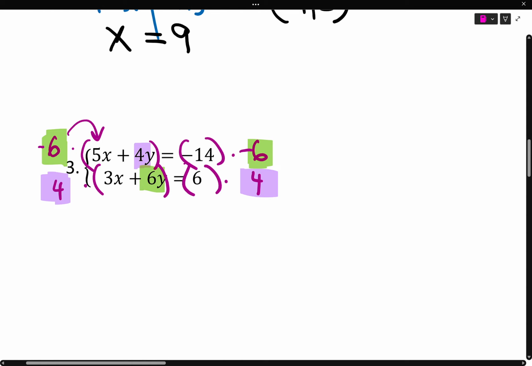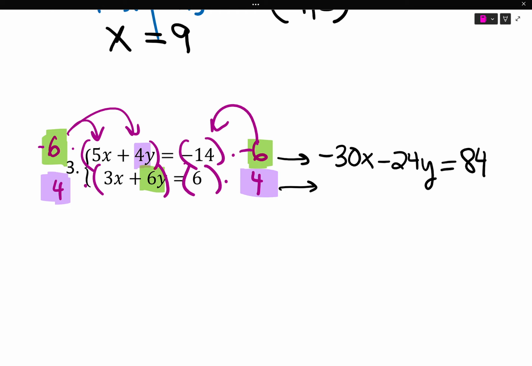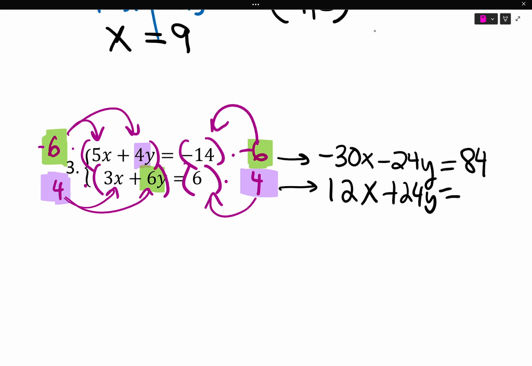Negative 6 times 5x is negative 30x. Negative 6 times 4y is negative 24y. And negative 6 times negative 14 is 84. On the bottom, 4 times 3x is 12x. 4 times positive 6y is positive 24y. Yay, opposites. And lastly, 4 times 6 is 24.